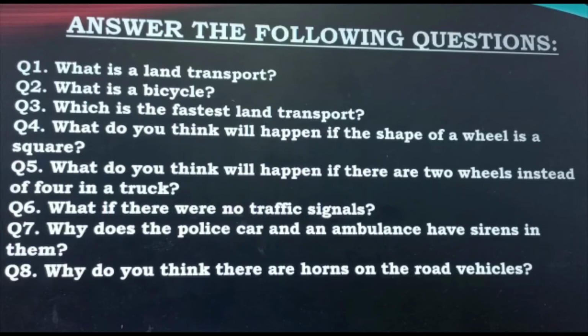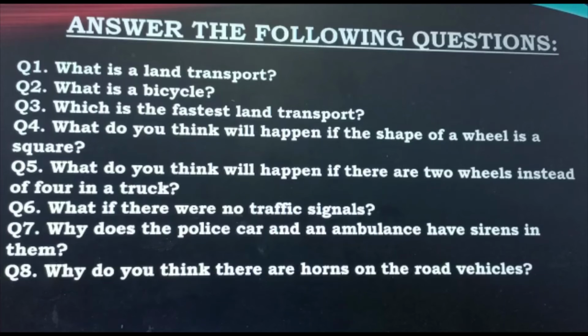What will happen? These are some critical thinking questions I want you to focus on and write in your notebook what you think about them. Then comes our sixth question. What if there were no traffic signals? What would have happened? Let's move on to our seventh question. Why do the police car and an ambulance have sirens in them? For what reason do they have sirens?